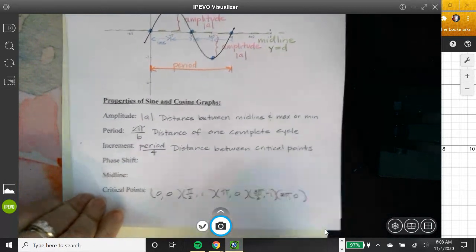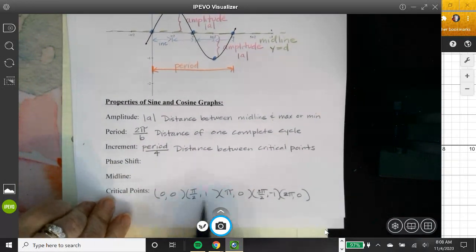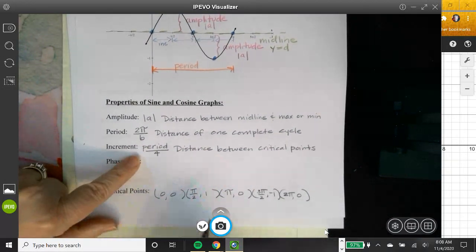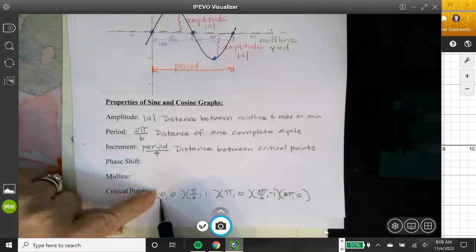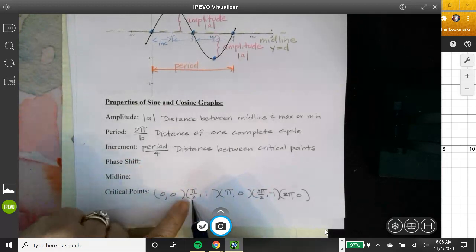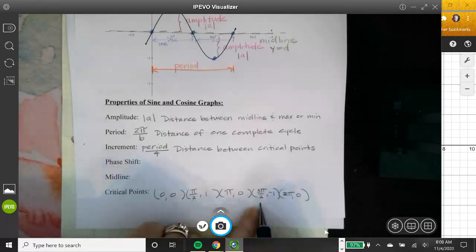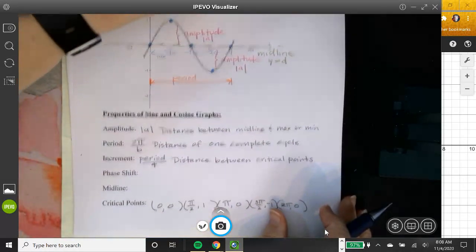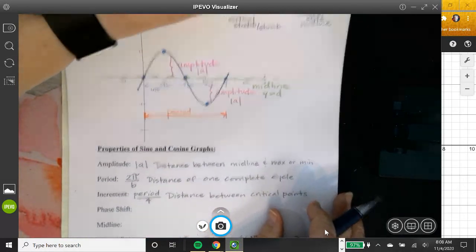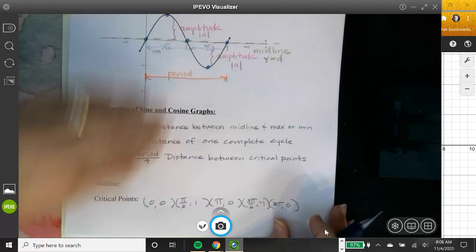Okay, so these critical points are separated by an increment. So if I were to start at 0, I add an increment and I get to pi over 2. I add another increment and I get to pi. I add another increment, I get to 3 pi over 2, and another increment and I get to 2 pi. Okay, which is the story on how we're going to graph these pretty quickly, okay, by hand.